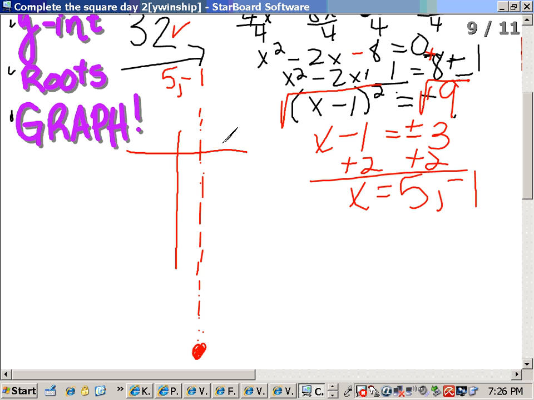My roots are 5 and negative 1. So this is 1, 2, 3, 4, 5, and negative 1. My y-intercept is 32. In fact, remember, it's negative 32. So way down here, close to the 36, is negative 32. And then I'm going to copy it across to get the corresponding number. And there is my beautiful graph.